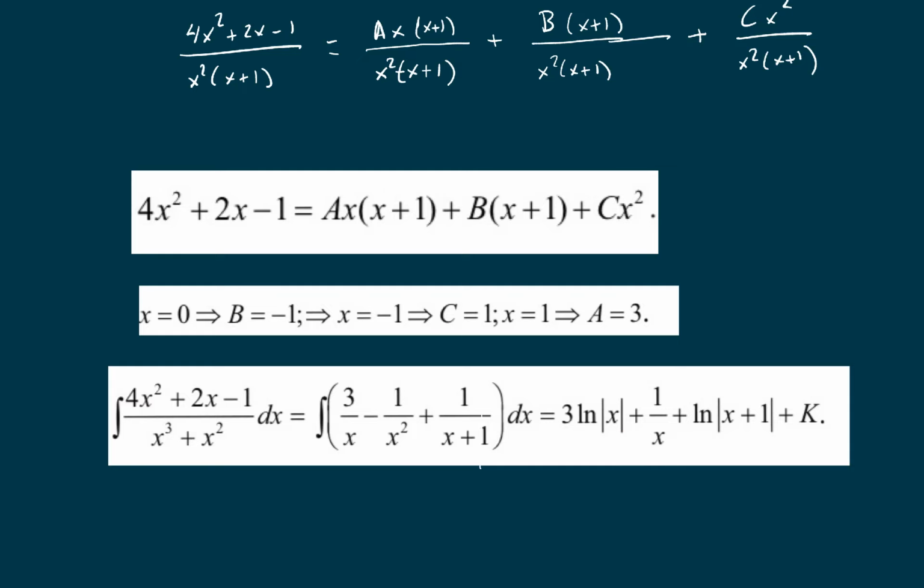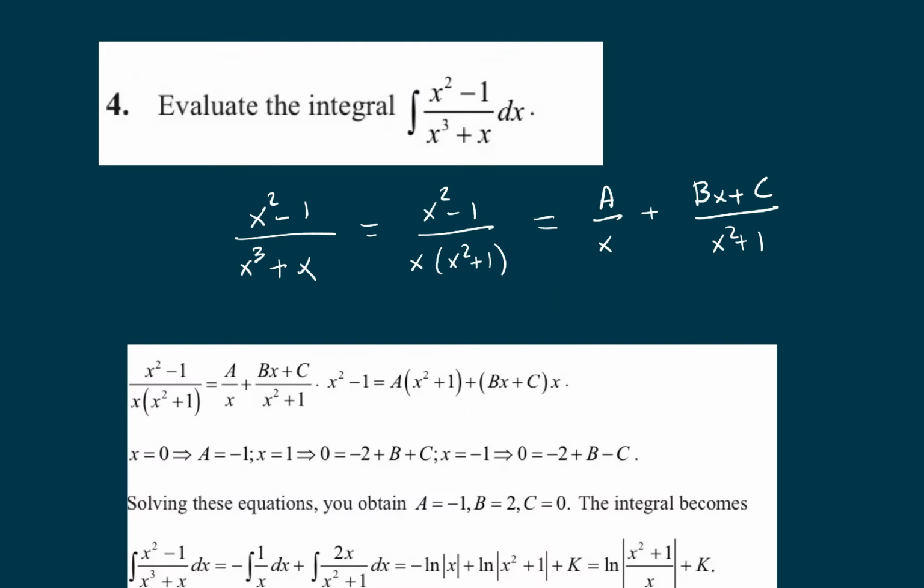Okay, let's go to the next problem. The next problem is to evaluate the integral of x squared minus 1. The numerator has a degree smaller than the denominator, so we can use partial fractions. So what is the partial fraction? The denominator is x cubed plus x, or x times x squared plus 1.